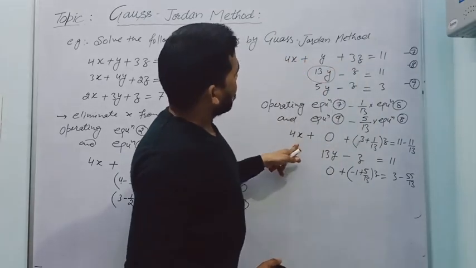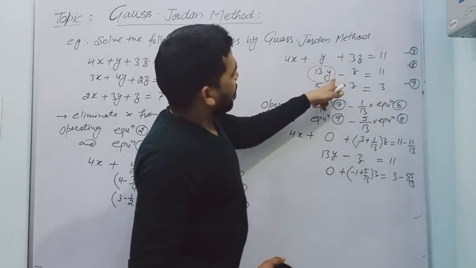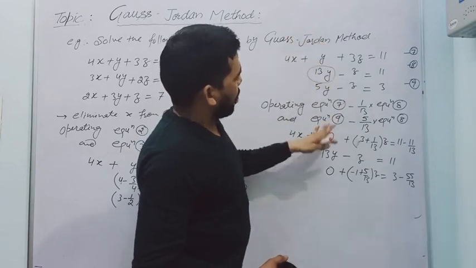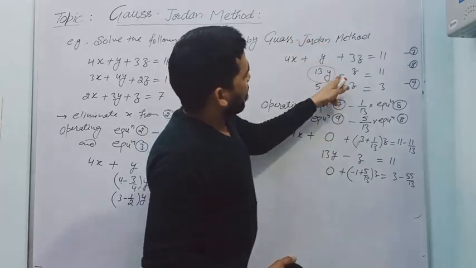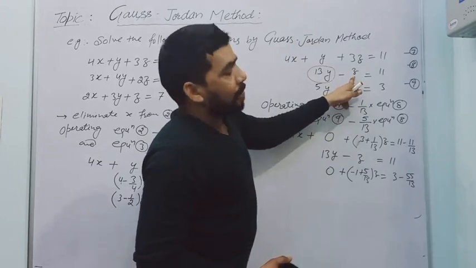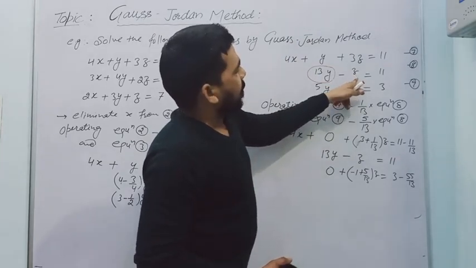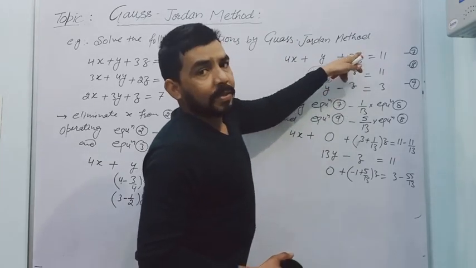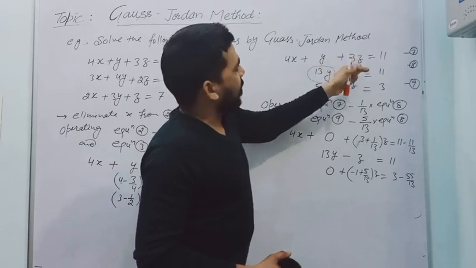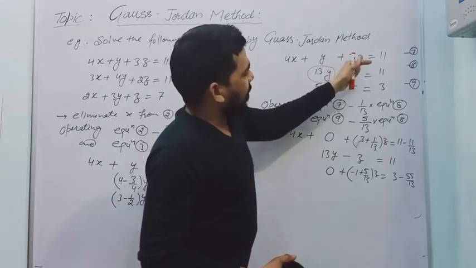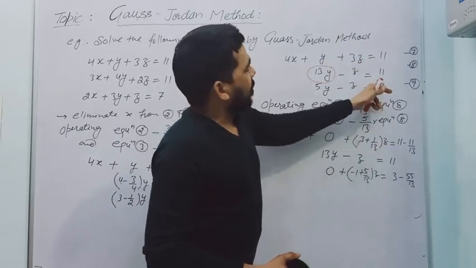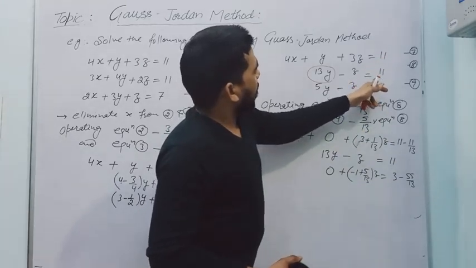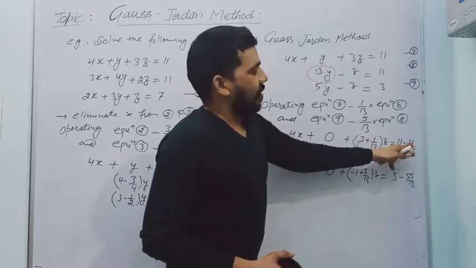So 4x will be as it is. इसे 1 by 13 से multiply करोगे, that will be y. Y minus y becomes 0. So I write down 0 here. Thus इसे 1 by 13 से multiply करो, that will be minus 1 by 13z. और इसमें से subtract करना है, तो 3z plus 1 by 13z. So z is common, 3 plus 1 by 13 z, और that will be 11 minus 11 by 13.